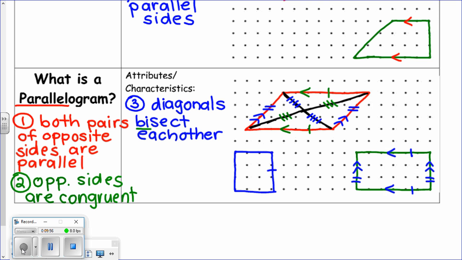And I know that in a square, all 4 sides are congruent to each other. So my opposite sides are still congruent, and my opposite sides of this square are also parallel. So those are parallel to each other, and the left and the right are also parallel to each other. So those are some examples of parallelograms you should have on your paper. And once you do that, we're going to go ahead and move on to the back of this page.